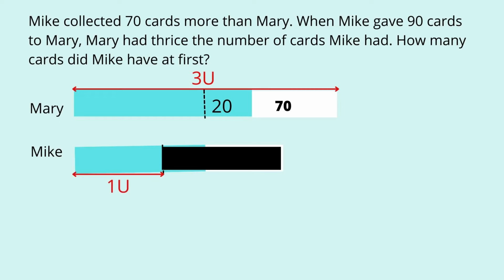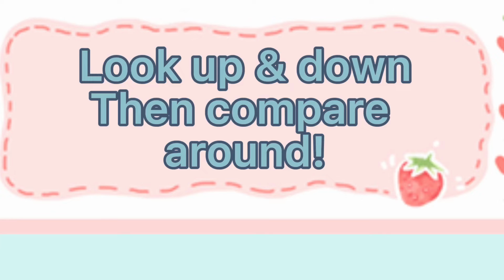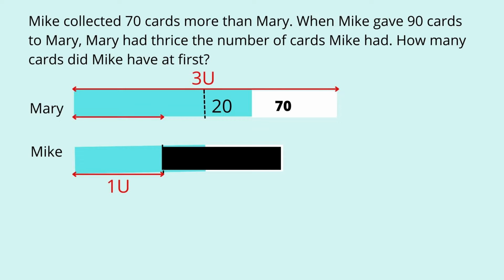What should we do next? And this is a little silly thing I say in my class. Look up and down, then compare around. This is to remind my students to be nosy when using model drawing. Do you know how many units is this? Look down, 1 unit. The remaining part is 2 units. The entire part highlighted in yellow equals 2 units.